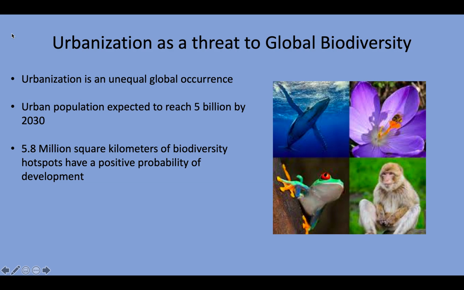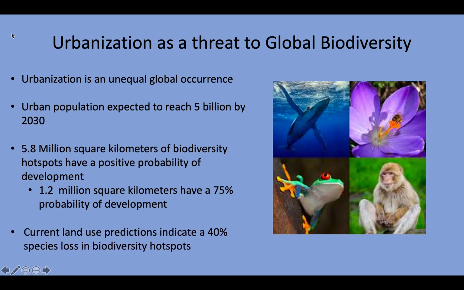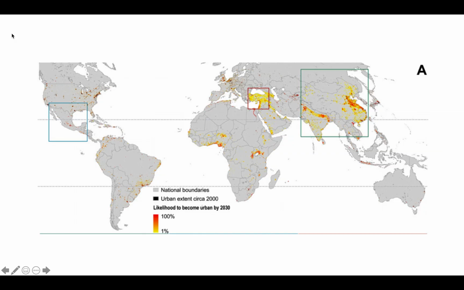That may not seem like a lot, but this is a little bit more worrisome. 1.2 million square kilometers have a 75% probability of development. And if these projections go as projected, we are expected to lose 40% of species in those biodiversity hotspots. You do not need to destroy much of a habitat to severely affect the species that live within it. So, this is a good way to look at areas at risk globally.